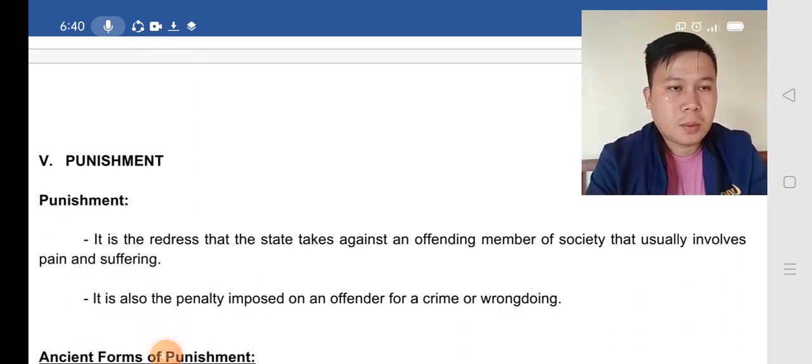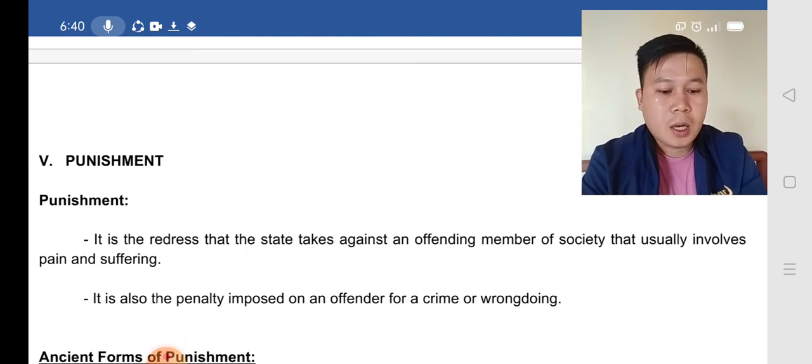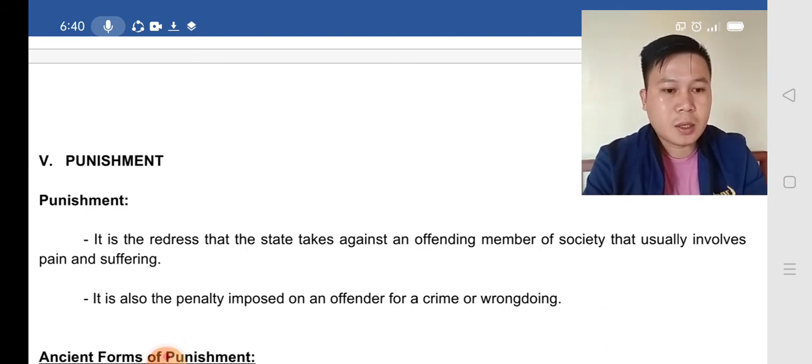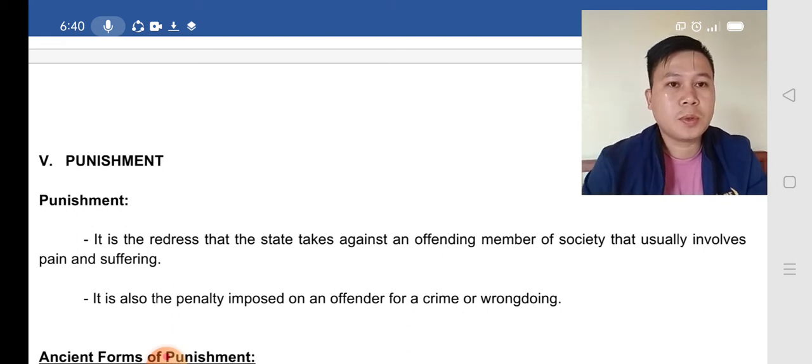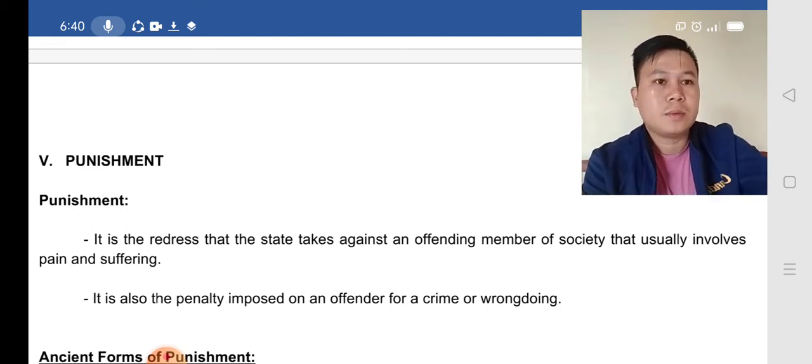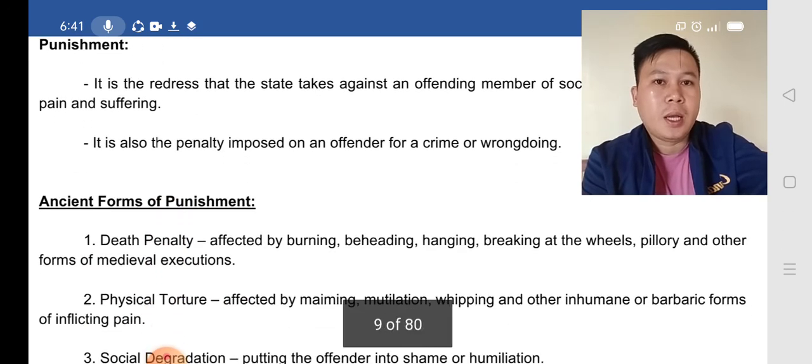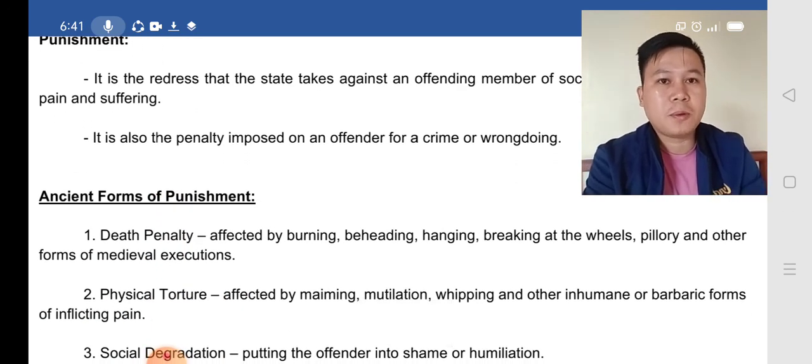So, but nowadays in the Philippines, ang binibigay na parusa is reformation, rehabilitation, para kapag na-serve na ng tao yung kaniyang kaso is hindi na niya ulitin. It is also the penalty imposed on an offender for a crime or wrongdoing. So that is punishment. In ancient forms of punishment, we have death penalty.